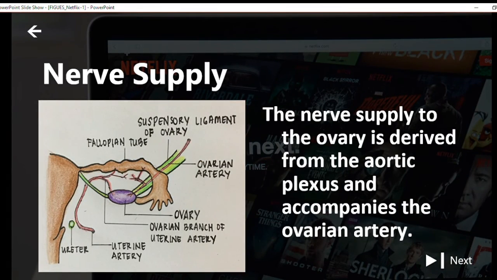So, the nerve supply of the ovary is derived from the aortic plexus and accompanies the ovarian artery.